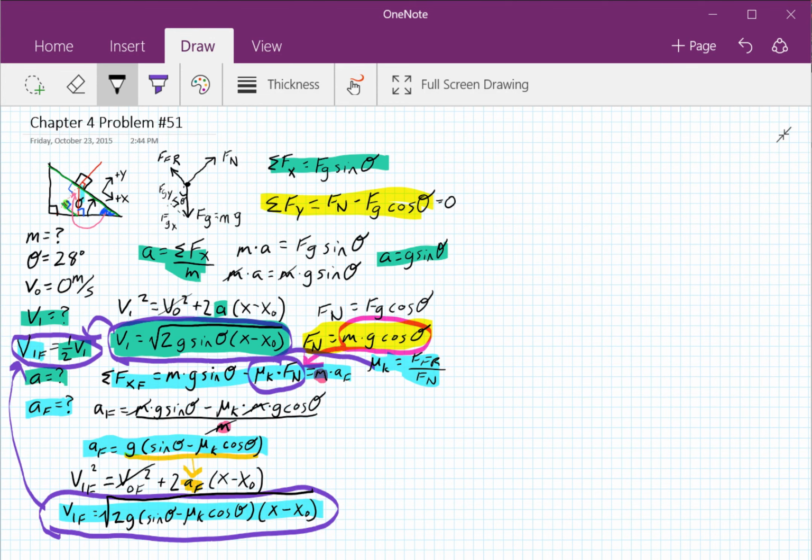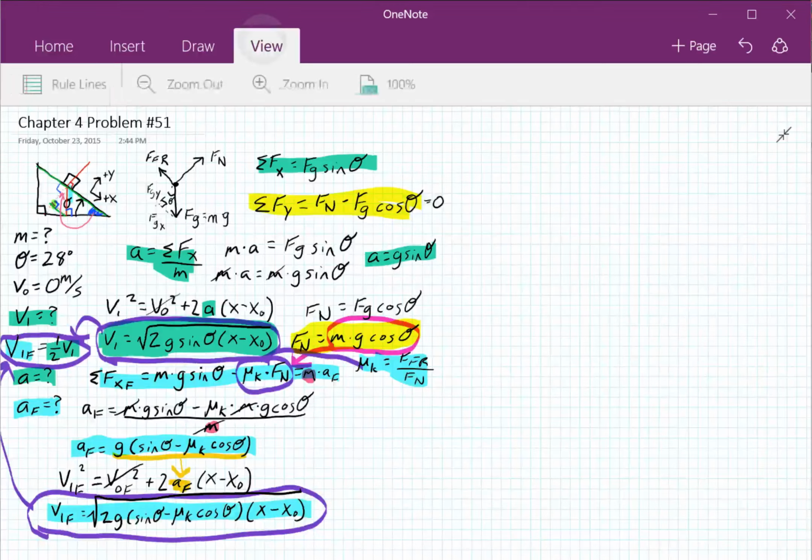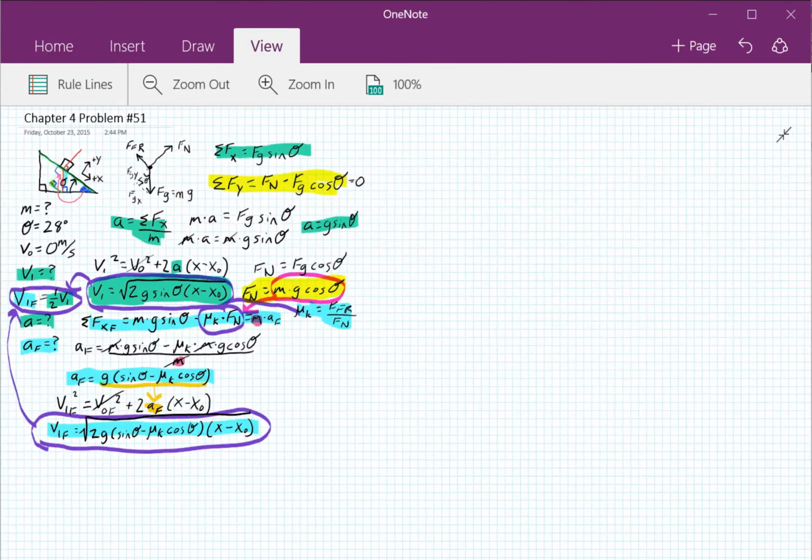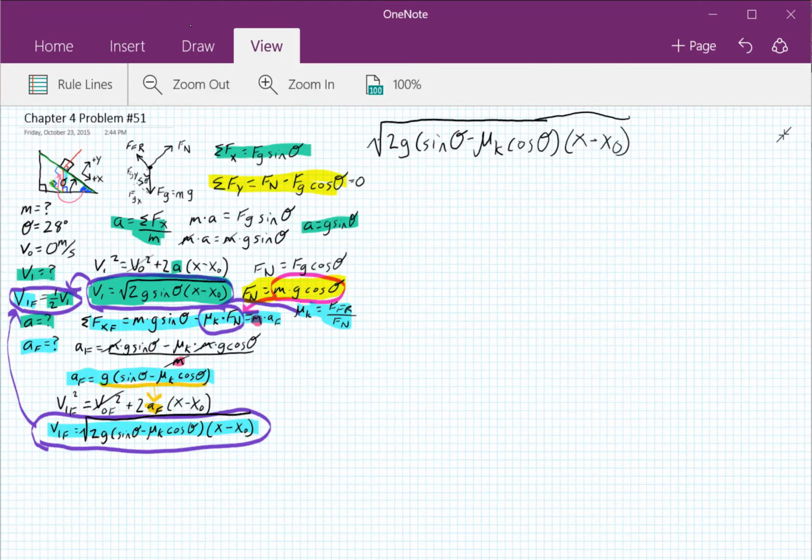I might even need to zoom out more. Okay, let's try this. So you have, well, yeah, I'll just do it this way. Square root of 2g sine theta minus the coefficient of kinetic friction times the cosine of theta. And then you have the final position minus the initial position. Okay.